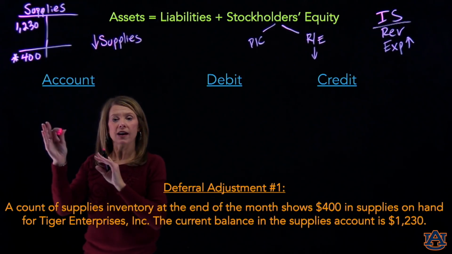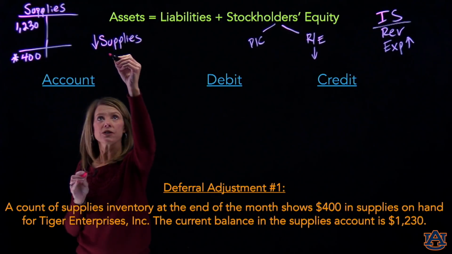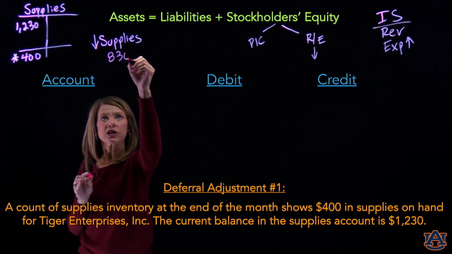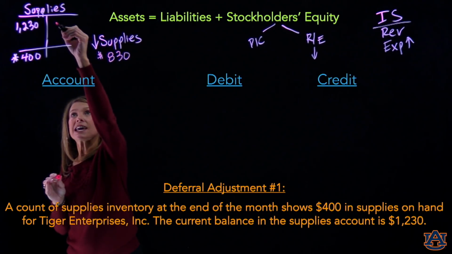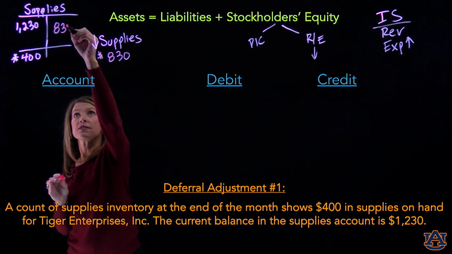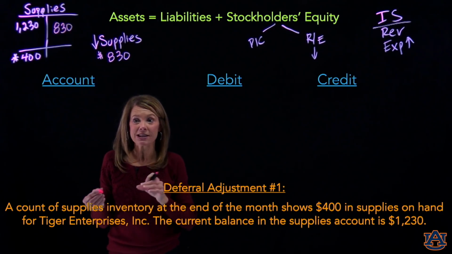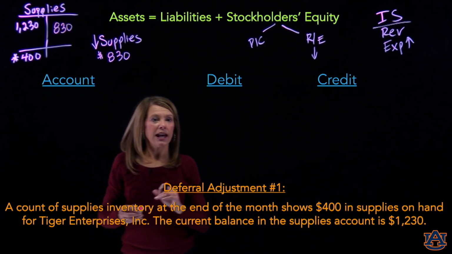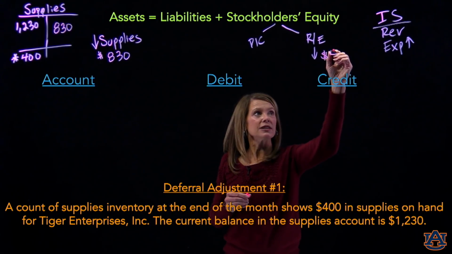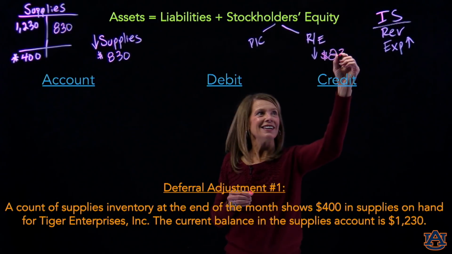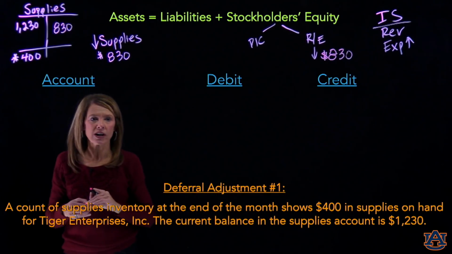So we want to achieve our supplies asset and achieve that decreased balance of $400. The only way to do that is to credit that account by $830. So the amount of our transaction is going to be for $830 because it takes $830 of a credit to make that $1,230 debit balance decrease to $400. And that also means that the change in retained earnings and the amount of expense is going to be $830 as well. So let's put debits and credits to that.